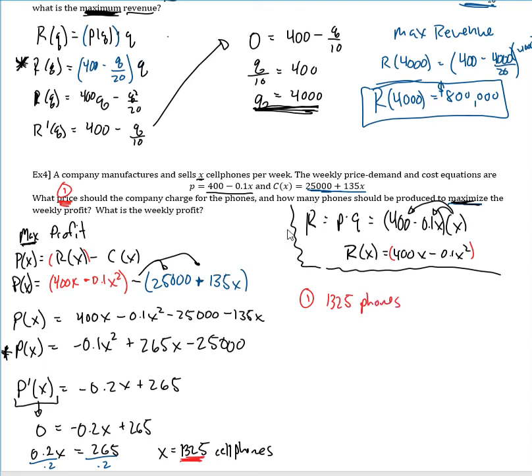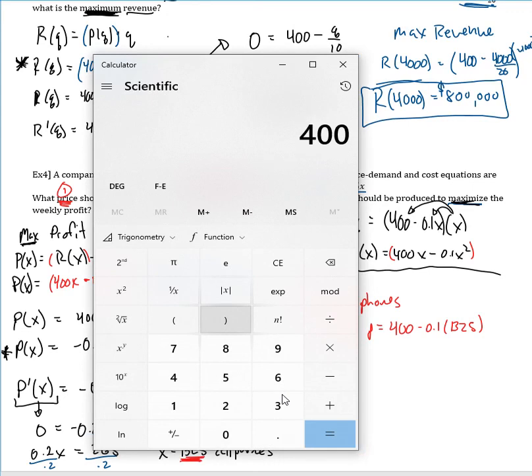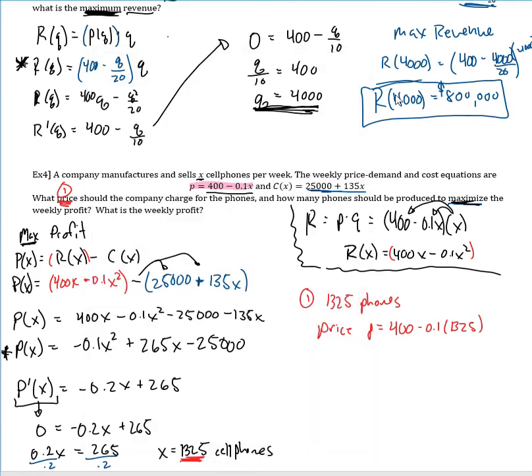And then the price, well, the price is right here. Let's highlight it in pink. It's this equation. So I just need to plug that into that. Okay, so our price equation. Price P equals 400 minus 0.1 times the 1325. So I'm just using my x value that I just found. And again, I'm just going to quickly go to my calculator. We've got 400 minus 0.1 times 1325, and it gives us 267.5. Okay, so that's our price then.